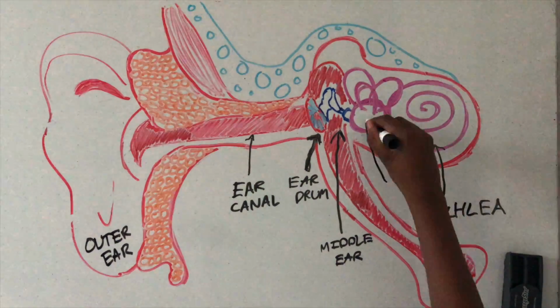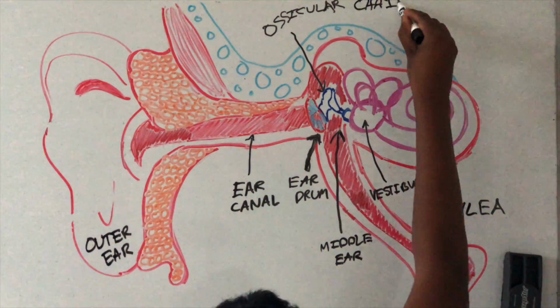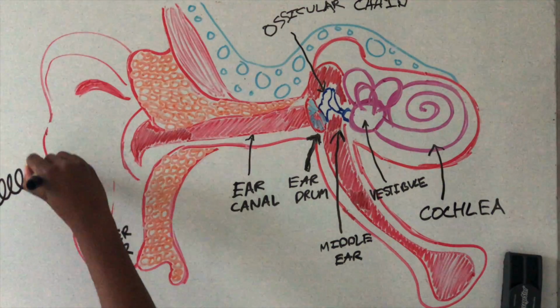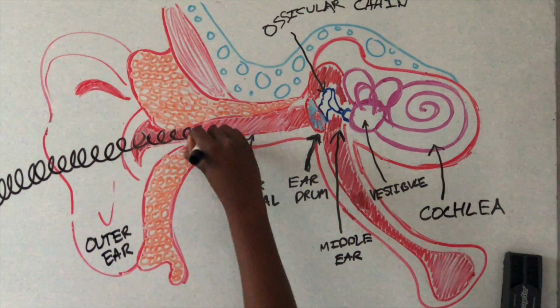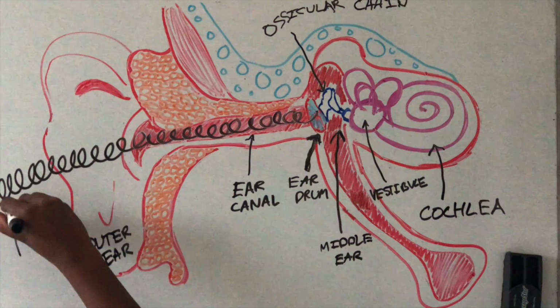Our eardrums work a lot like drums, hence the name. When these sound waves hit the eardrums, the vibrations are then processed in the brain through the malleus, incus, and stapes.